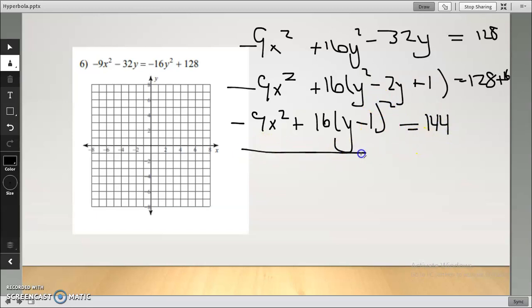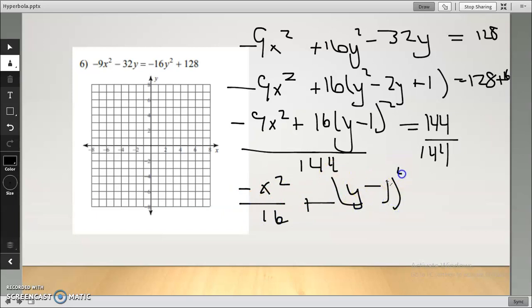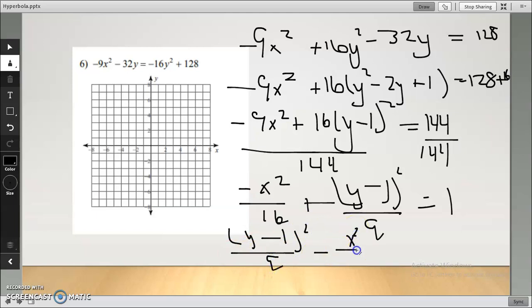Okay, I have to have everything equal to 1. So I'm going to divide both sides by 144. When I do that, I get negative x squared over 16 plus y minus 1 squared over 9 equals 1. I don't want that negative out front, so I'm going to switch it around. Just moving it around. And that lets me know that this is vertical, right? Because my y is first, because I have to have that minus sign there in the middle.